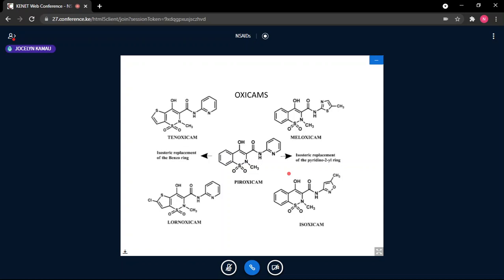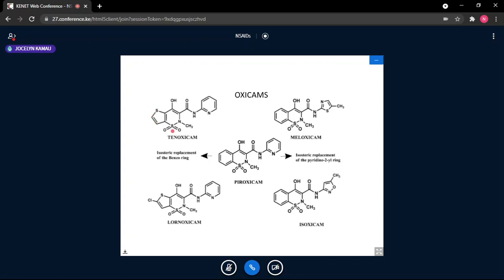If you look at the structural derivatives of piroxicam, piroxicam is the prototype. You can have isosteric replacement of the benzo ring. Remember last time we said isosteric is where the electronic arrangement is almost the same. So you can replace the phenyl ring with a thiophene ring. With thiophene, you are still maintaining aromaticity.